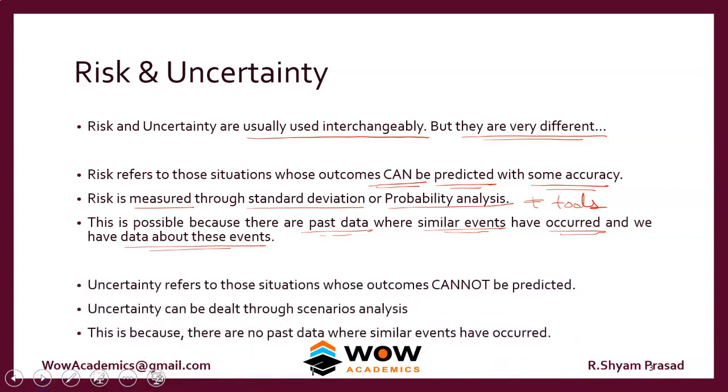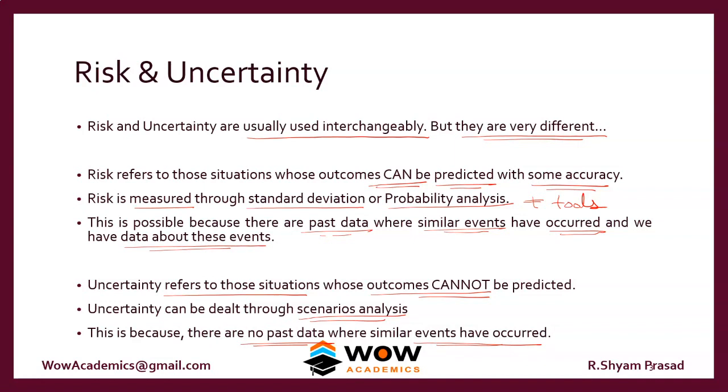But uncertainty refers to those situations whose outcome cannot be predicted. So you cannot predict what will happen in the future. The only tool that we have to predict uncertainties is scenario analysis. This is because there is no past data. It is such a unique thing that we don't have past data at all. So that is the problem with uncertainty.